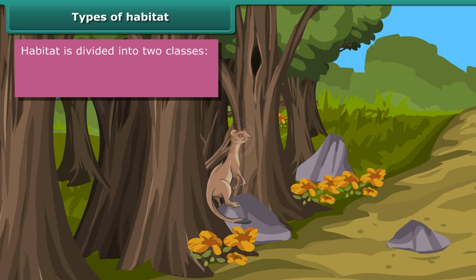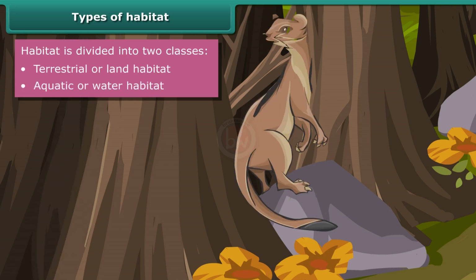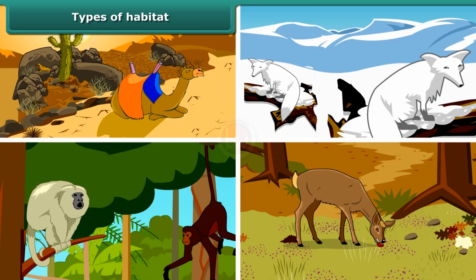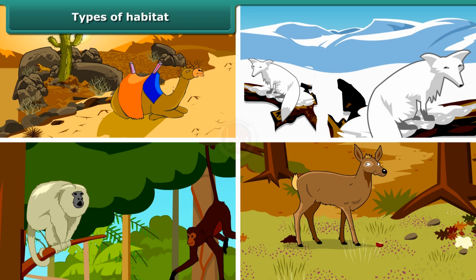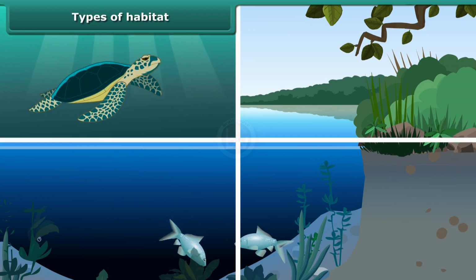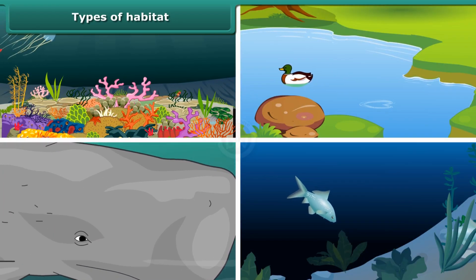Habitat is divided into two classes. 1. Terrestrial or land habitat. 2. Aquatic or water habitat. The habitat of living organisms found on land is terrestrial habitat. Desert, mountains, forest, and grasslands are examples of this category, whereas the habitat of living organisms found in water is aquatic habitat. Sea, ponds, oceans, and lakes are examples of this category.